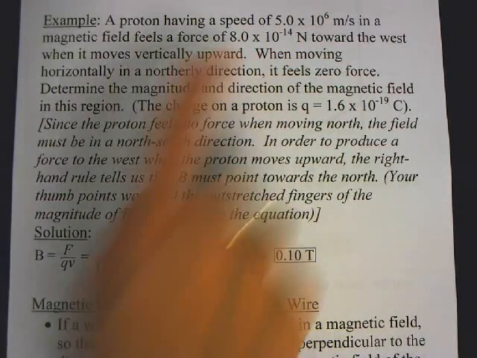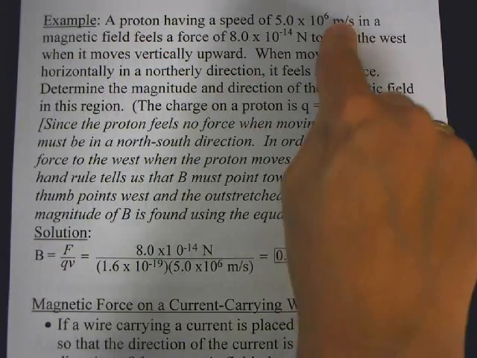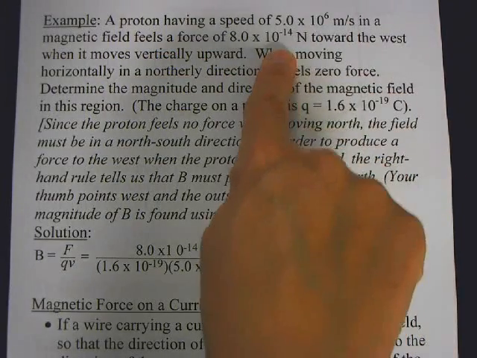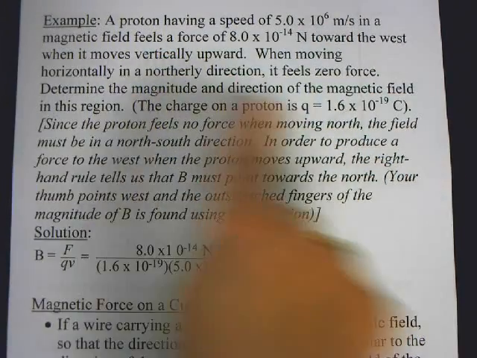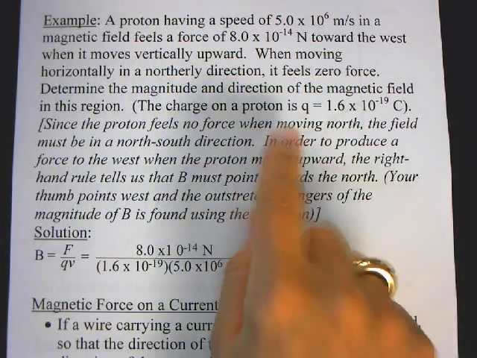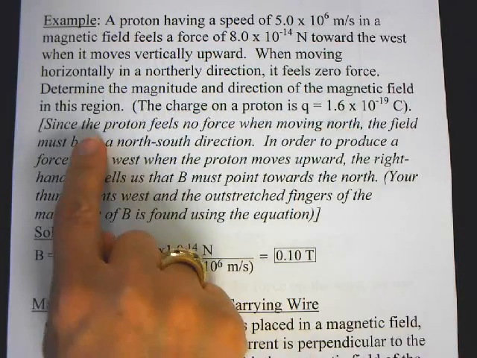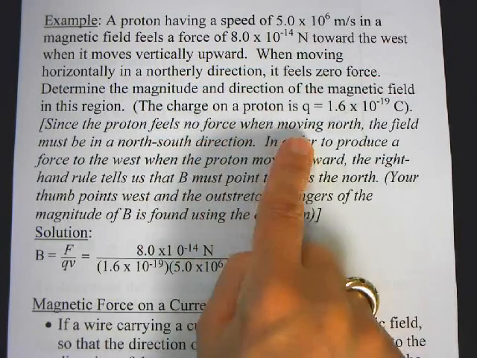So again, I didn't do it here, I just noticed I need to write my given. I'm given V, I'm given F. And it says, when moving horizontally, determine the magnitude and direction of the magnetic field. So the charge on a proton is 1.6 times 10 to the negative 19. Since the proton feels no force when moving north, the field must be in a north-south direction.